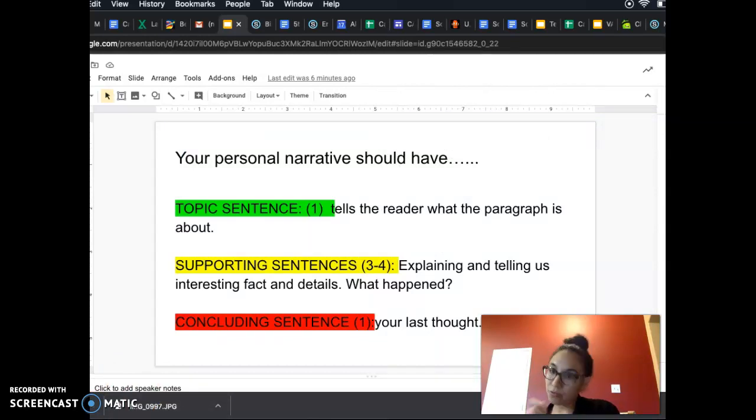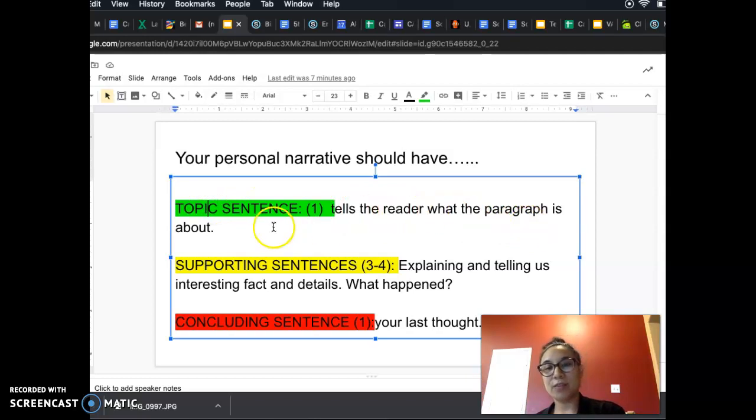personal narrative, what you're writing, your paragraph, should have a topic sentence. You can see topic sentence is green. So I want you to kind of think of like a traffic light when you're driving, right? I know y'all don't drive. Hopefully you don't drive, but you've seen your parents drive. So when you hit a green light, what do they do? They go, go, go, right? So your topic sentence tells the reader what the paragraph is about.